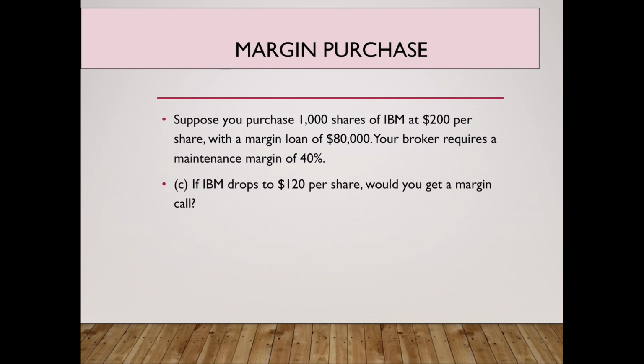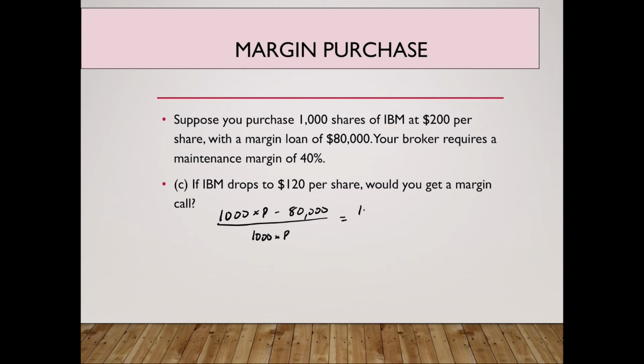Next up, if IBM drops to $120 per share, would you get a margin call? So let's see what would happen. Would I drop below the 40% maintenance margin? Once again, it's going to be the number of shares times price minus the amount of my loan divided by the total value of the securities. So 1,000 times price is the total value of the securities, minus the loan gives me my equity amount, and I divide it by the total value of the securities to get my margin.